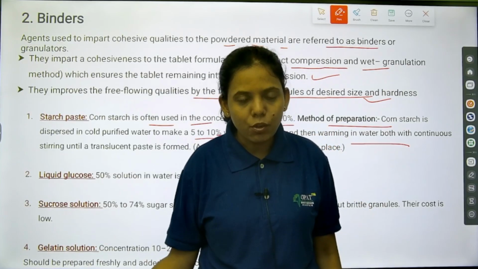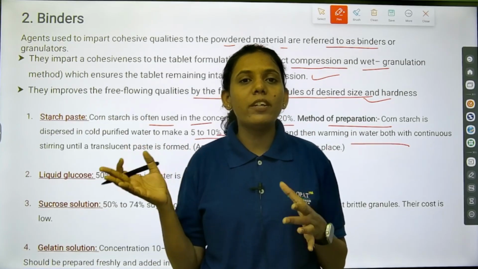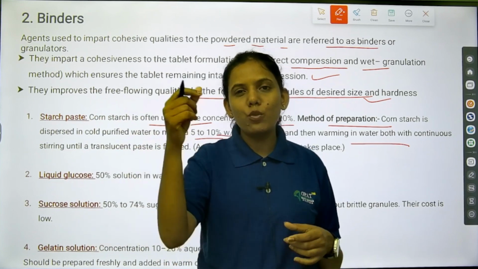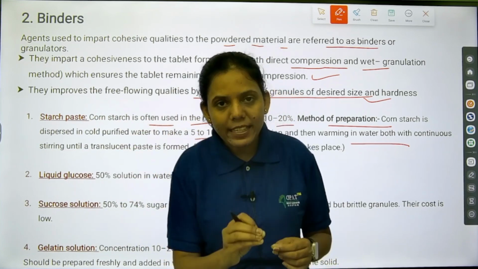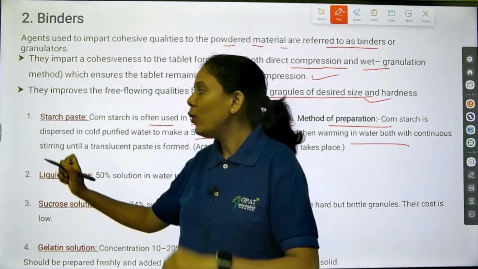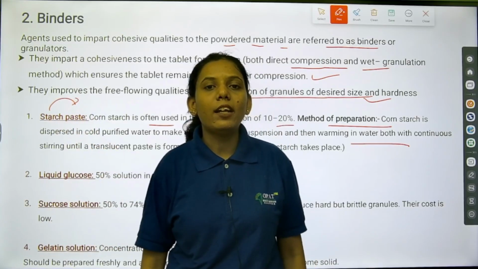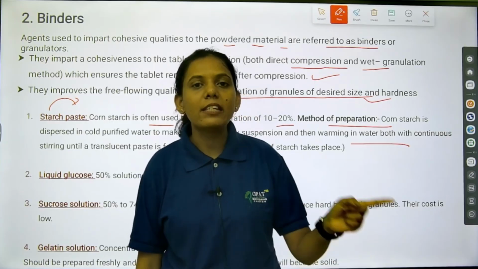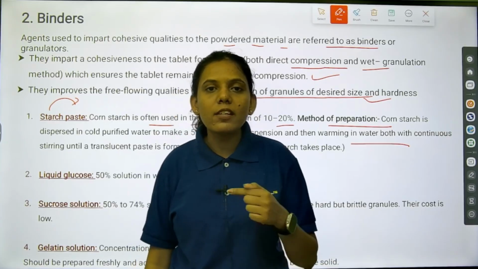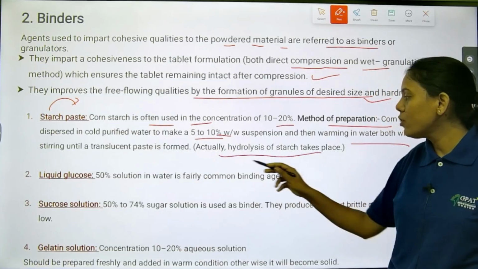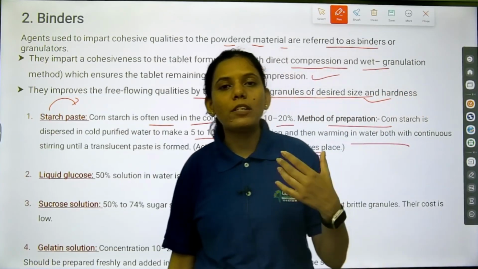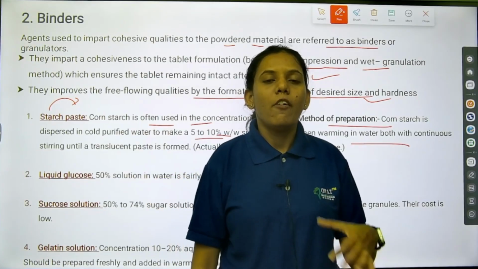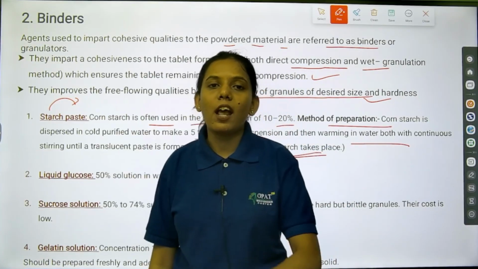When you warm the solution, it undergoes a translucent change. The solution will become translucent, like a little transparent. Why does this happen? Because starch, when you add it into water, undergoes hydrolysis. The reaction name is important. When you add starch in water, which of the following processes does it undergo? So this happened because of hydrolysis. Hydro means water, lysis means breakdown. So the breakdown of these starch molecules with the help of water gives the translucent color.